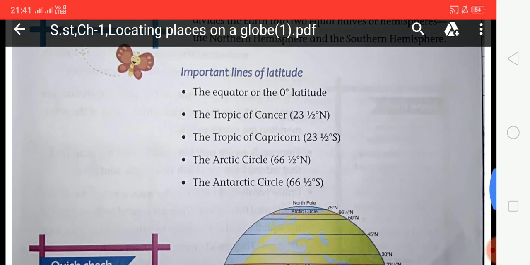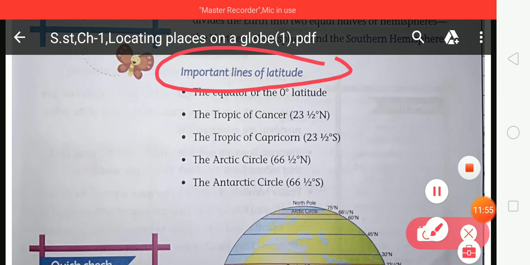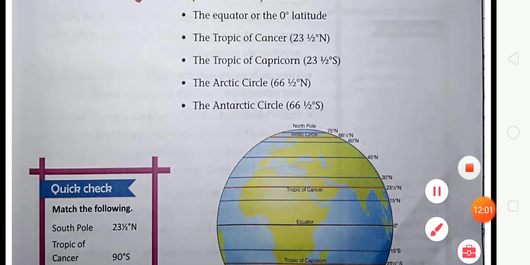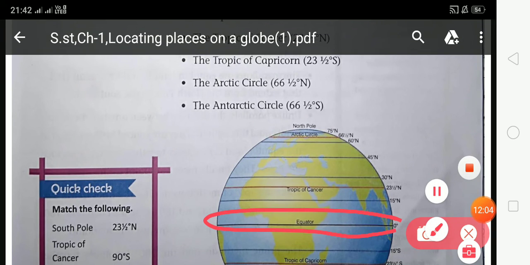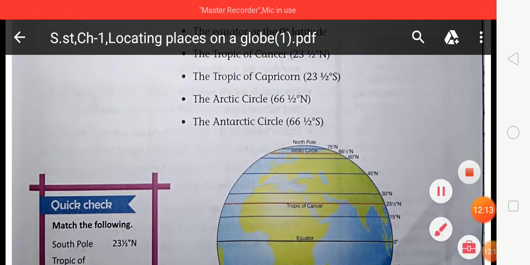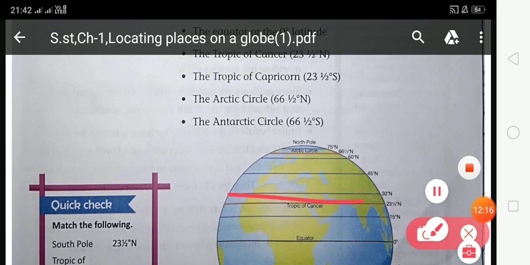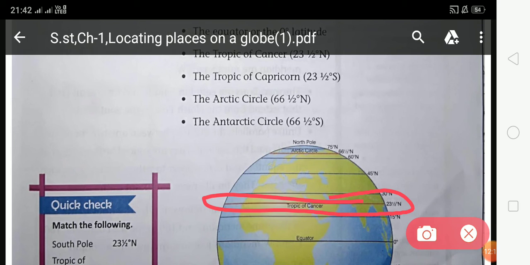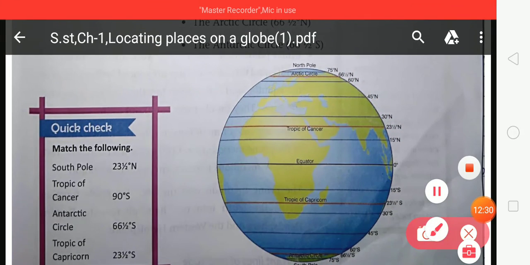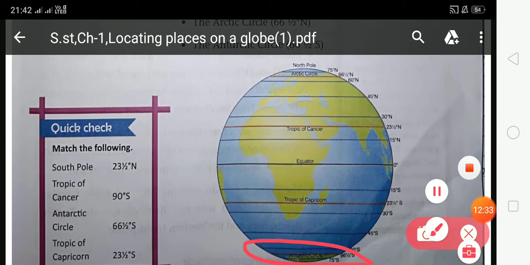Now look at the important lines of latitude. The equator, or the 0 degree latitude. Here you can see the equator, the 0 degree latitude. The Tropic of Cancer is 23.5 degrees north. Here you can look at this. The Arctic Circle is 66.5 degrees north. And the Antarctic Circle is 66.5 degrees south. Look at this.